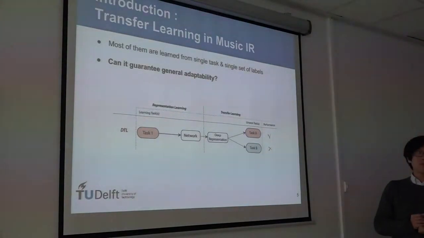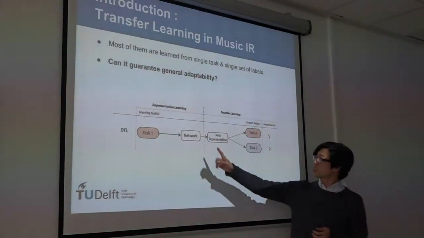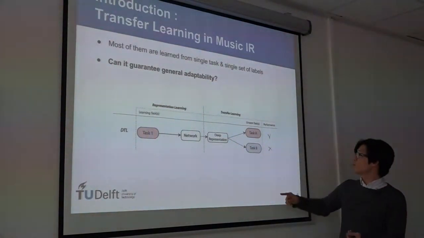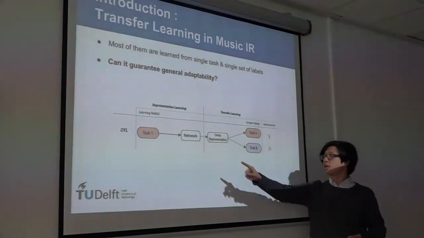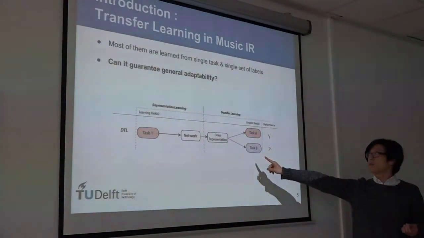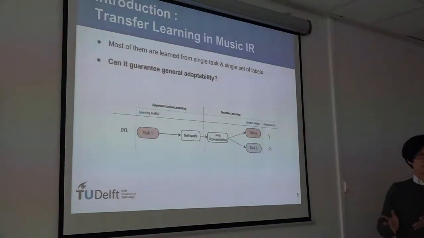But the problem we found is that most of them are learned from a single task and a single set of labels, if they are trained in a single supervised task. But can it guarantee general adaptability? For example, if a representation network is trained with one task and one set of labels, it might work very well on a very similar task. But if they use this network for a totally different task, then it might not work as well as they are expecting.